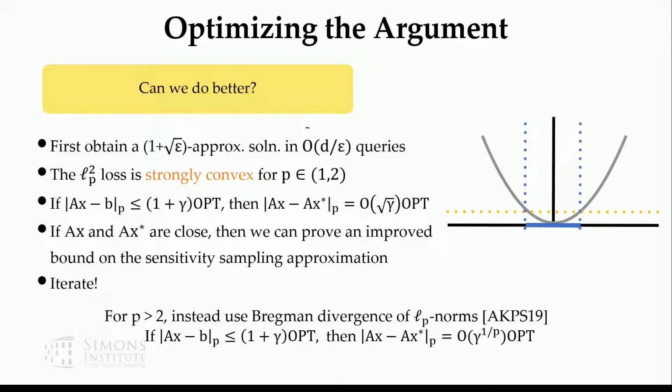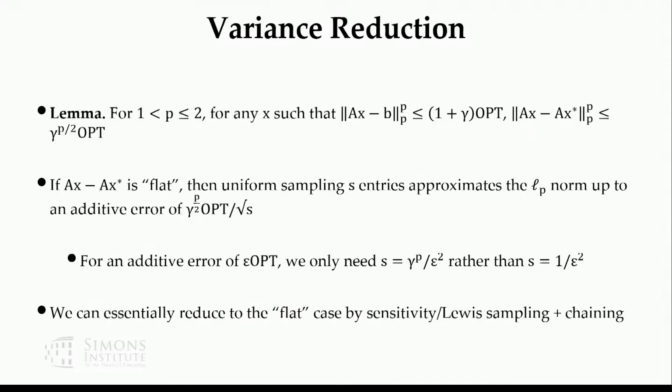Again, it's this idea that closeness in objective implies closeness in the actual vectors, and therefore implies improved chaining. So, what is roughly the intuition of what's going on here? Let me just say something for P between 1 and 2. As I said, we have this simple lemma from strong convexity that if P is between 1 and 2, and the objective of AX minus B is small, then AX and AX star are close. This was what was on the previous slide. So think of a case where AX minus AX star is a flat vector. All these differences are roughly the same.